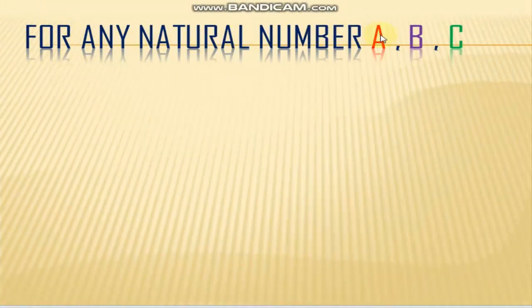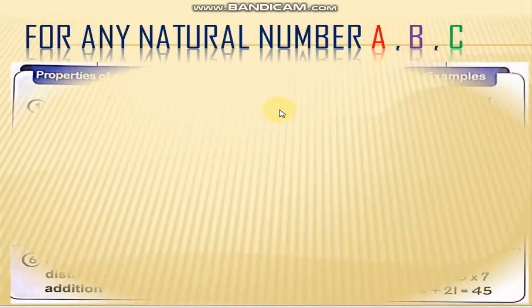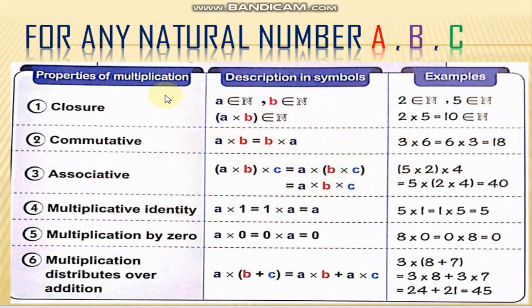For any natural numbers a, b, and c, there are some properties of multiplication. We said before, in the previous lesson, the properties of addition and subtraction. In this lesson, we will take the properties of multiplication. At first, the closure property. In symbols, if a belongs to N, the set of natural numbers, and b belongs to N, then a times b belongs to N.